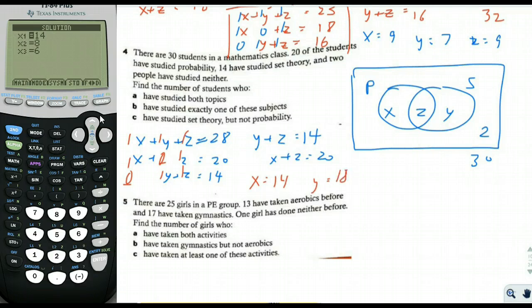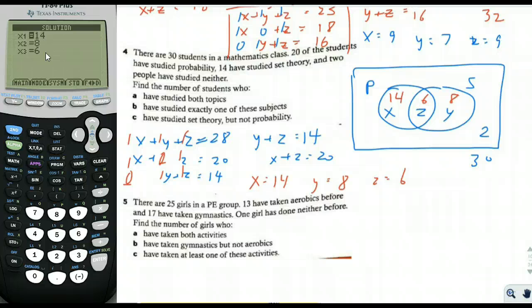Y is equal to 8. And z is equal to 6. 14, 8, and 6. So if we write these here, it's 14, 8, and 6. Does that work out? So if we add these up, we get 28 plus 2 is 30. That's good. 14 plus 6 for probability, that works out to be 20. 6 plus 8, set theory, that works out to be 14.